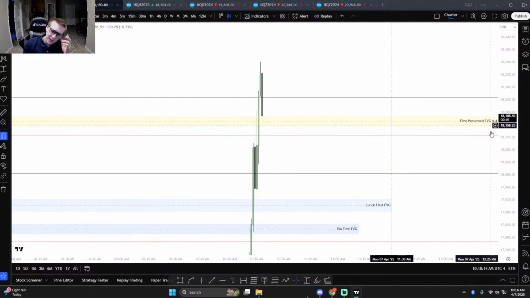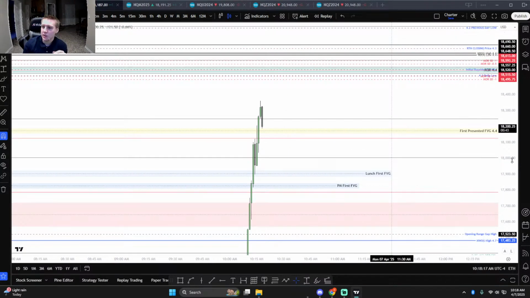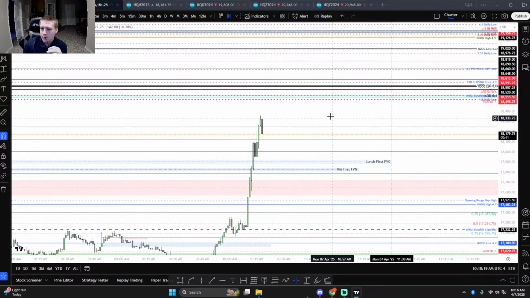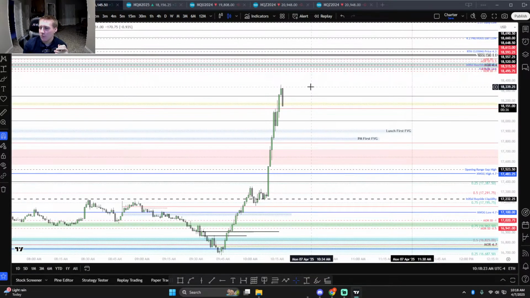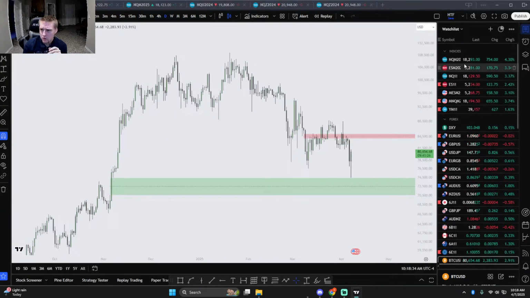I'm curious how long we're gonna keep volatility like this. Is this gonna be for weeks, for months, or is this just gonna be for the rest of this week, and then we're gonna go back to normal volatility? Who knows?